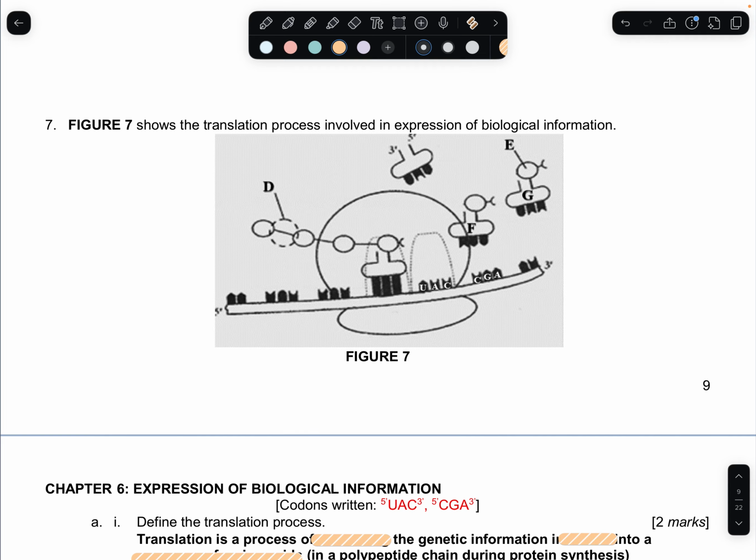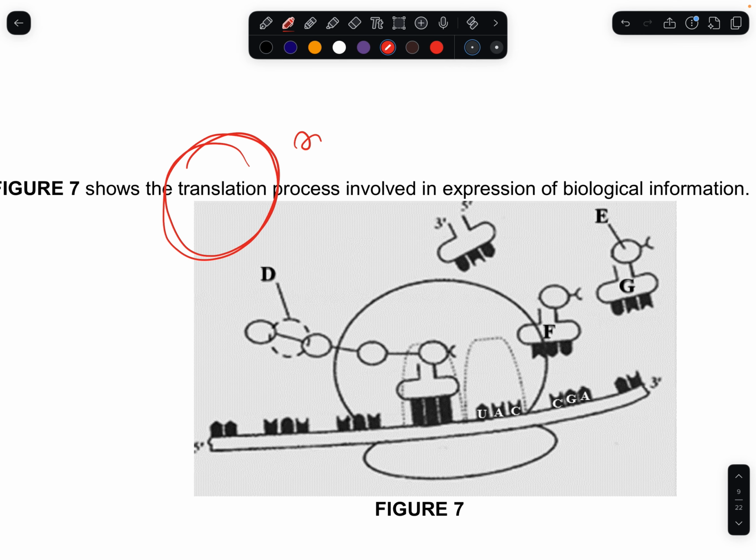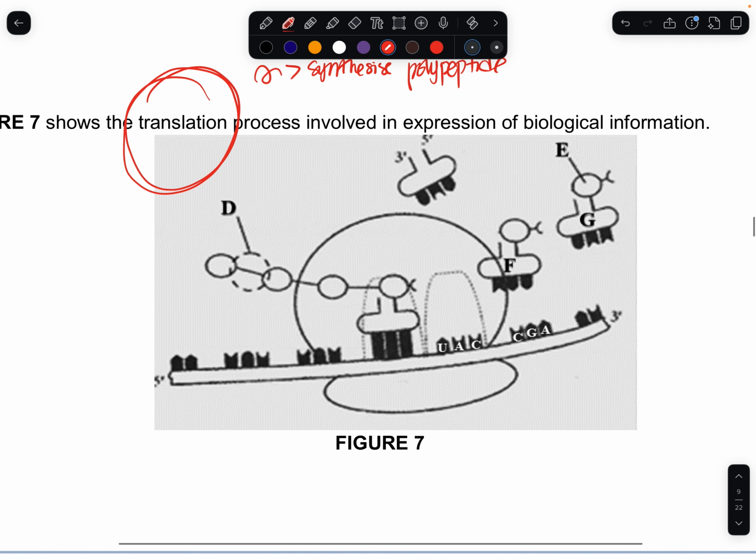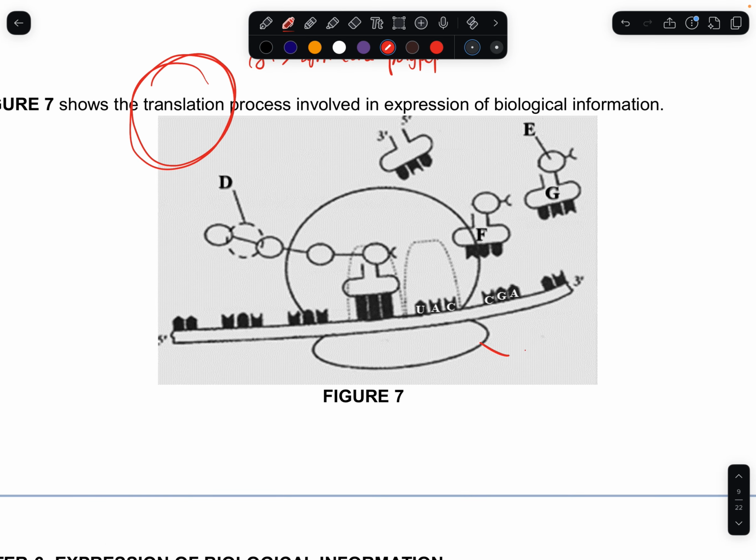Okay, jadi kita baca dulu soalan. Figure 7 shows the translation. Soalan ni baik, dia kasih tahu terus ini translation. So bila translation terus dalam kepala kamu, kita akan synthesize polypeptide. It is clear juga ini translation sebab apa? Nampak small ribosomal subunit. Siapa yang masih lemah dalam chapter ini, terutama translation, tolong tulis ini dalam BIONEERS kamu. Ini pula large ribosomal subunit.